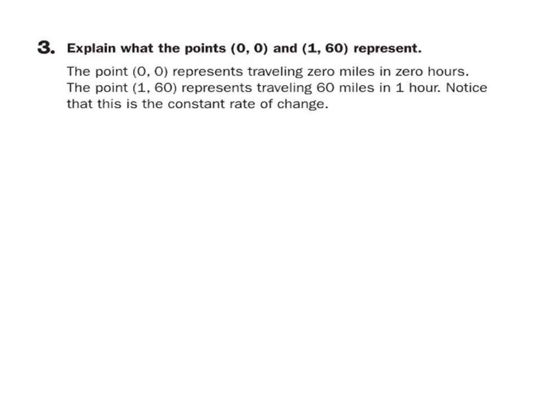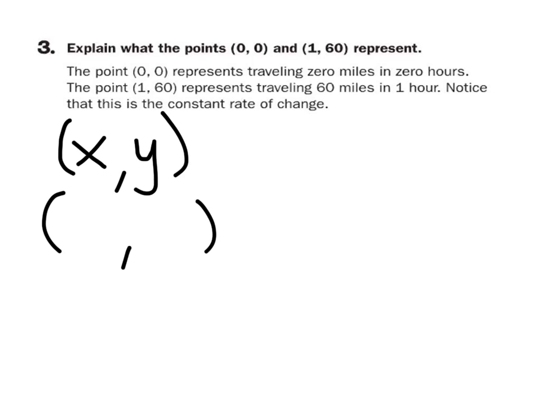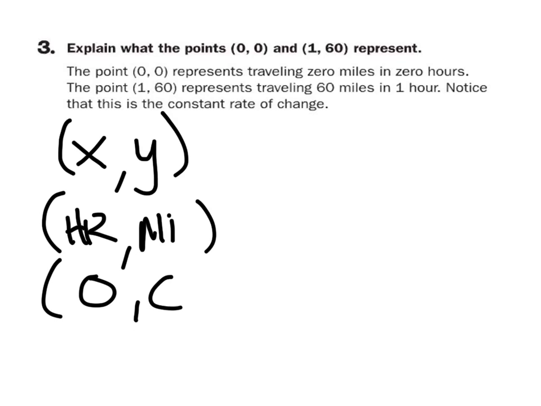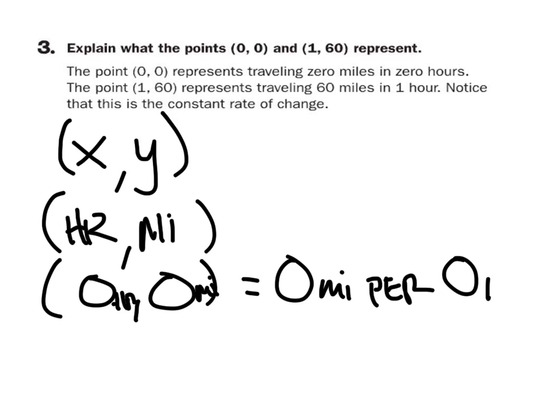Well, that's not really as hard as you think, okay? Because notice you've always got your X and Y values as points. And in this one, it told us the X values were in hours, and the Y values were in miles, okay? So when it gives us the point 0, 0, it's just 0 hours for 0 miles. So you would say this is 0 miles per 0 hours. Or that's how far they went. So 0 miles in 0 hours.